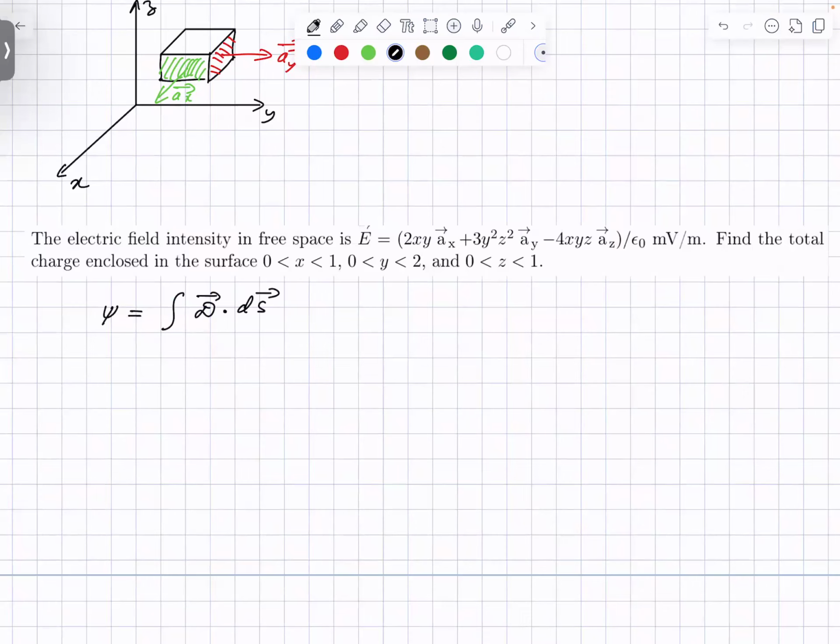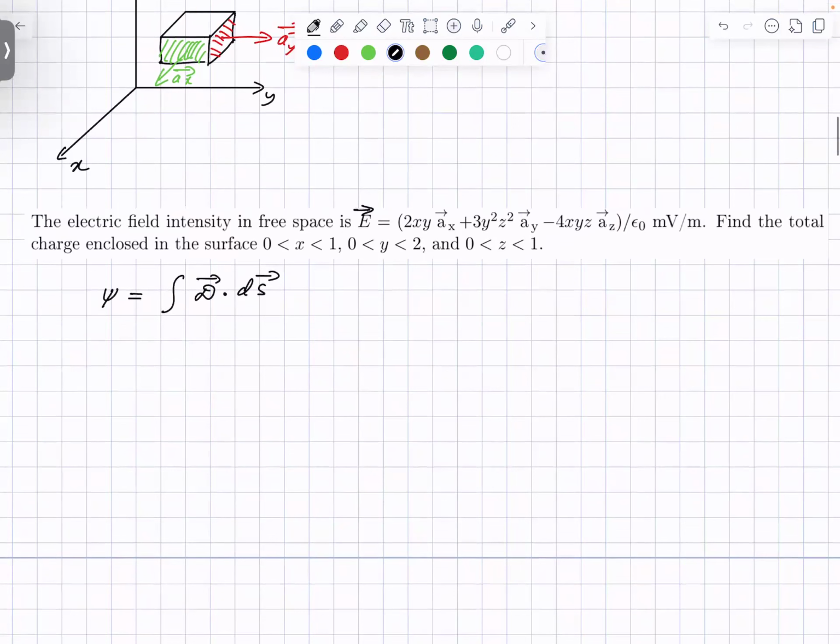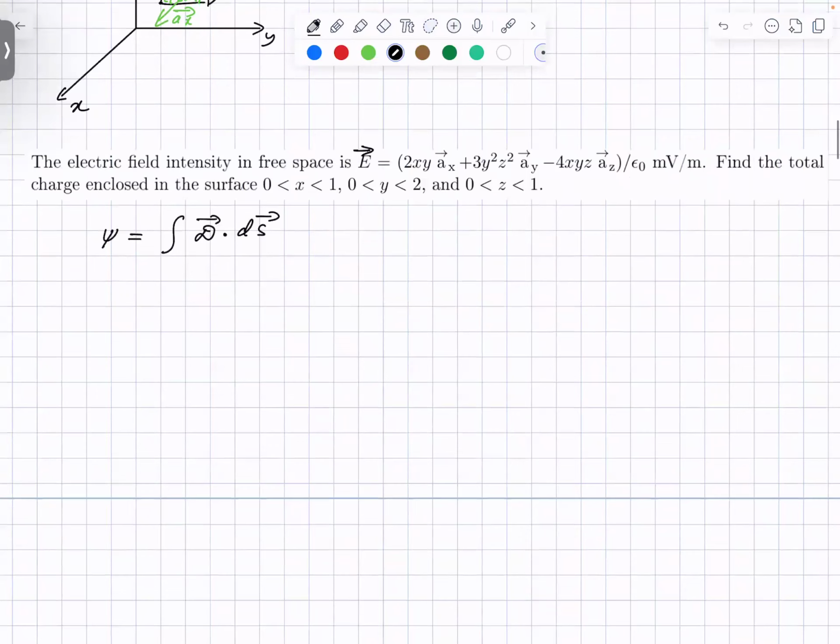Now, in this problem, what it's saying is that the electric field intensity in free space is given, and find the total charge enclosed in a given surface. So what we have here is an enclosed surface. The surface is bounded by 6 different planes: x equals 0, x equals 1, y varies from 0 to 2, z varies from 0 to 1. So first of all, what does this surface look like? Let me draw that.